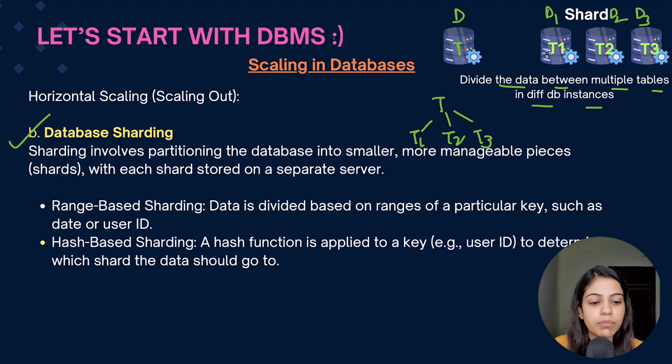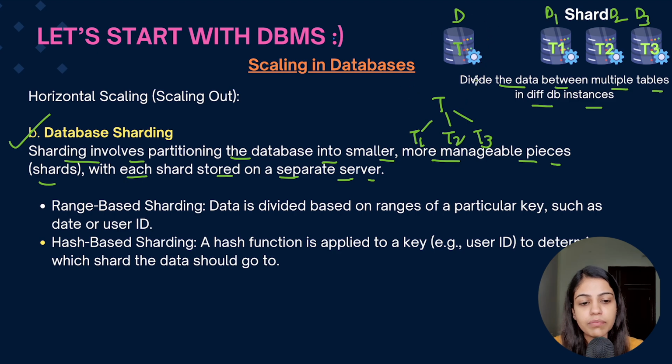So it divides the data between multiple tables in different database instances. Sharding involves partitioning the database into smaller, more manageable pieces called shards, with each shard stored on a separate server. So the database is divided into different shards D1, D2 and D3, which have different tables T1, T2 and T3, which have all the data which is present in the table T.